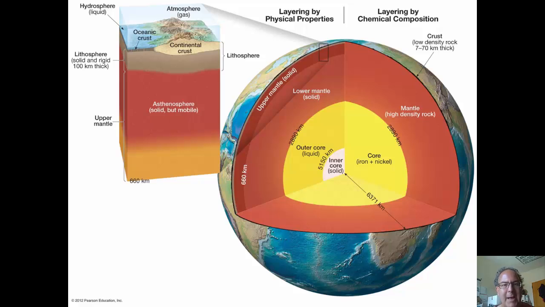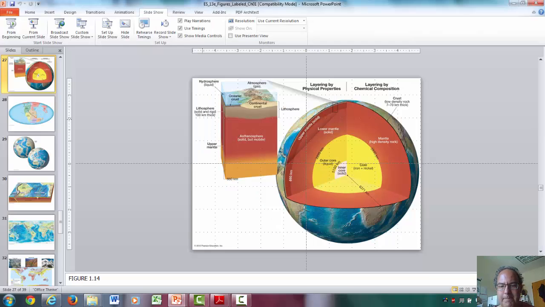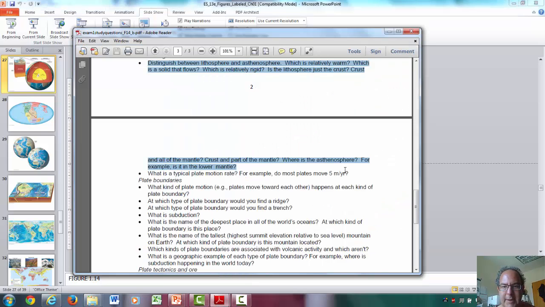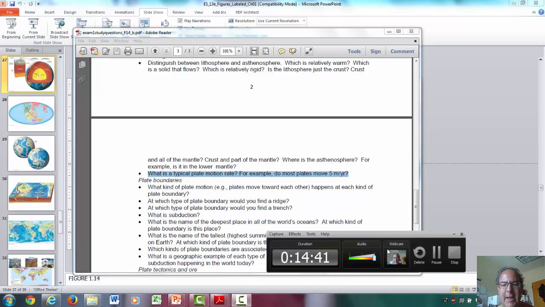Few percent melt, 3%, 5% melt in places. But it's solid rock. It's a solid that flows. As I said, kind of like silly putty, Play-Doh, glacial ice. Other study questions? I think I mentioned some typical plate motion rates. So I think for the introduction, you now have the information that you need.